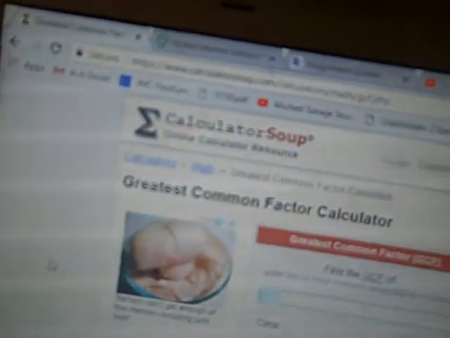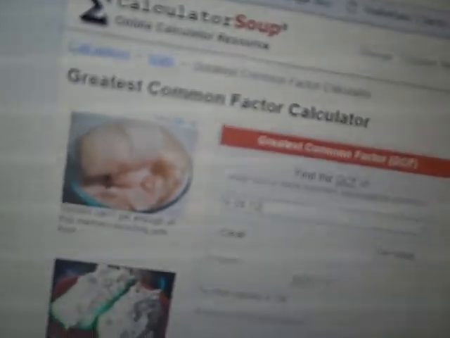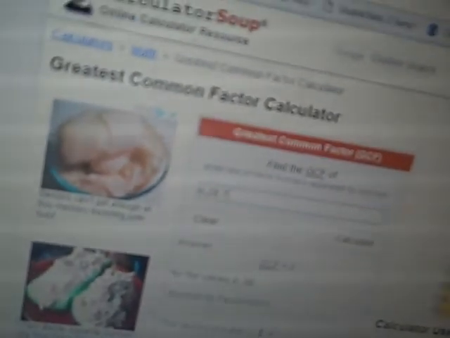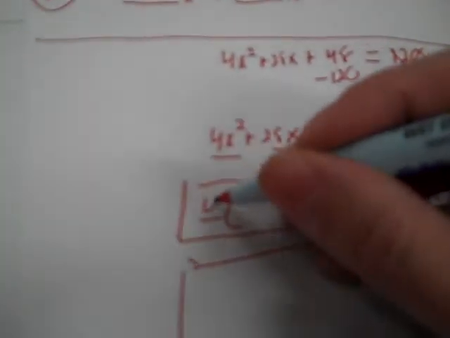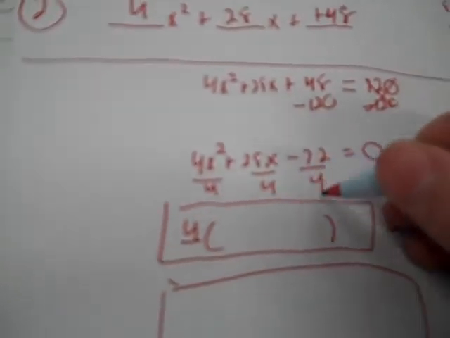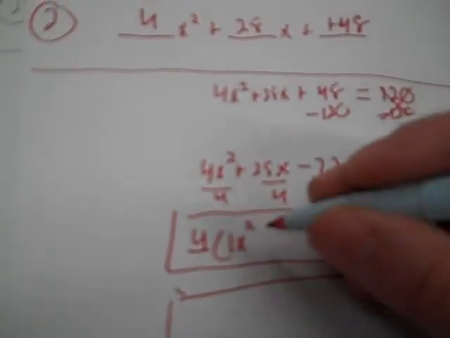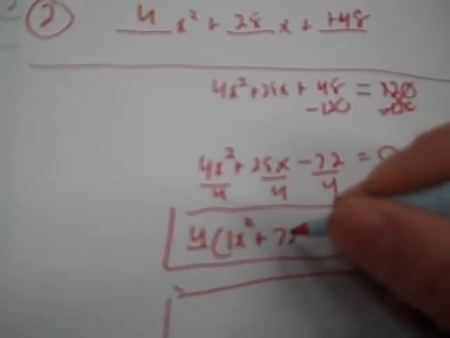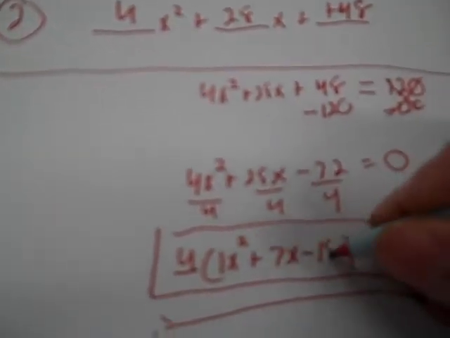And then I go 4, 28, 72. Okay, and it says the GCF is actually 4. Okay, so it means I divide all of them by 4, but just 4, not 4x. Okay, so 4 divided by 4 is 1, and that would stay to the second power. 28 divided by 4 is 7, that's x. And then 72 divided by 4 is 18.